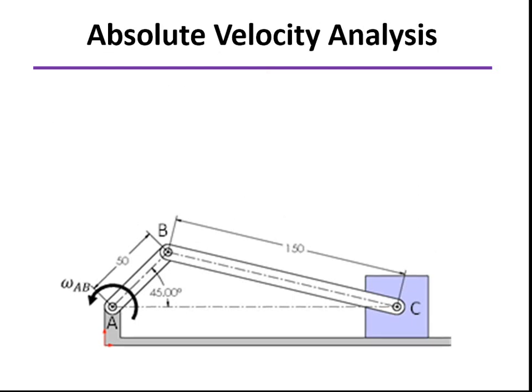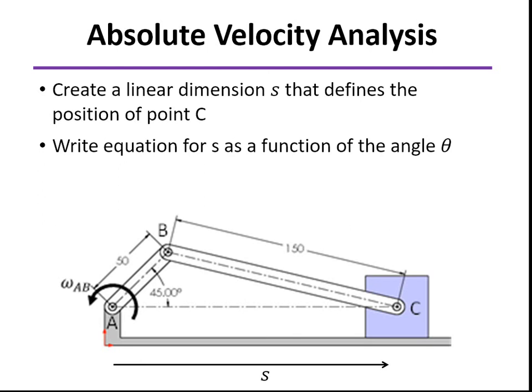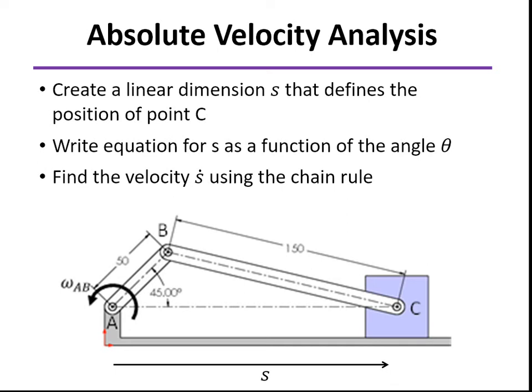So if we look at this with absolute velocity analysis, the procedure goes like this. First of all, we define a linear dimension, in this case we'll call it S, that defines the position of the point that we're looking at, in this case point C. We write an equation for that dimension S as a function of the angle theta. Now the angle theta, of course, is shown as 45 degrees right here, but it's varying by the omega that's given. So once we write that equation, we can then find the velocity of point C, which is just the same as S dot, using the chain rule.